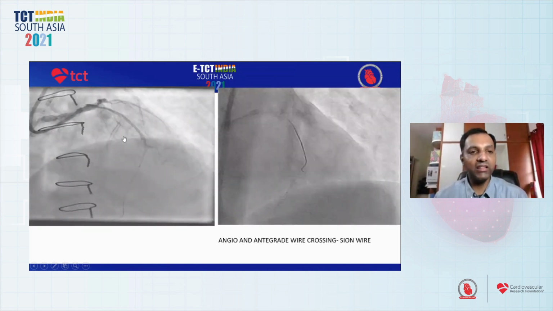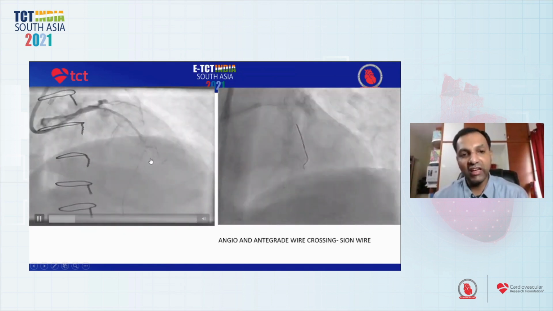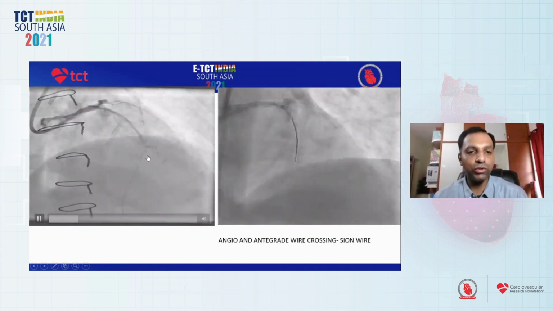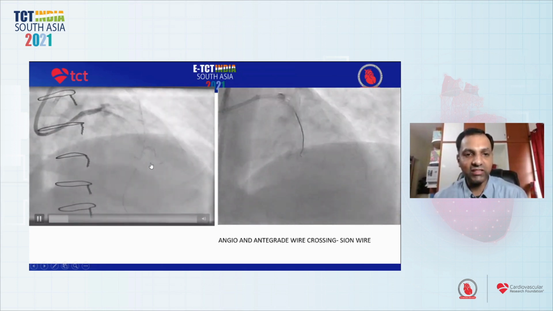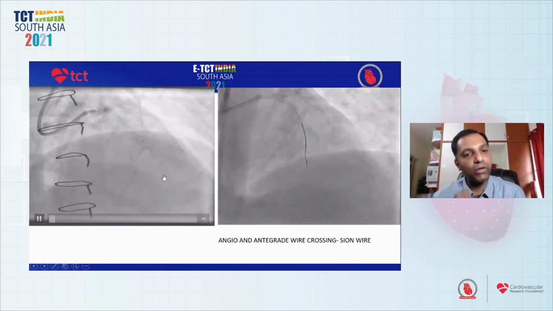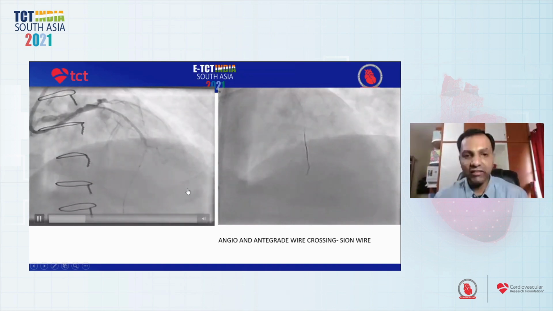And once we did that, this was the angiogram, which shows a diffusely diseased LAD. And this is the septal we came through. And this was the distal LAD filling, which is seen. And you can see the diffuse disease probably explaining why the LIMA graft got occluded.